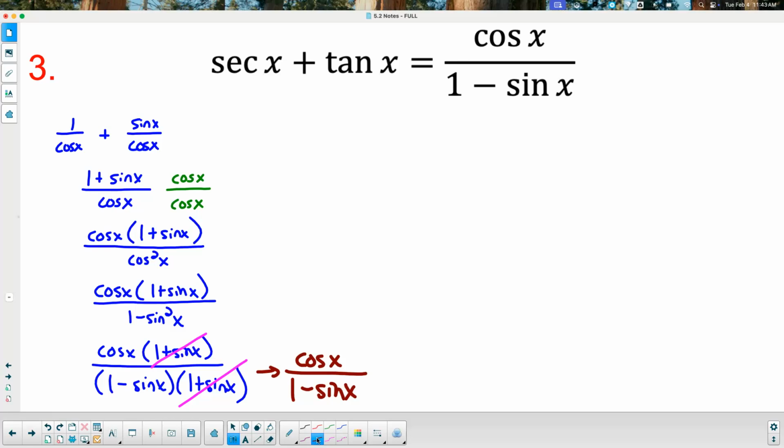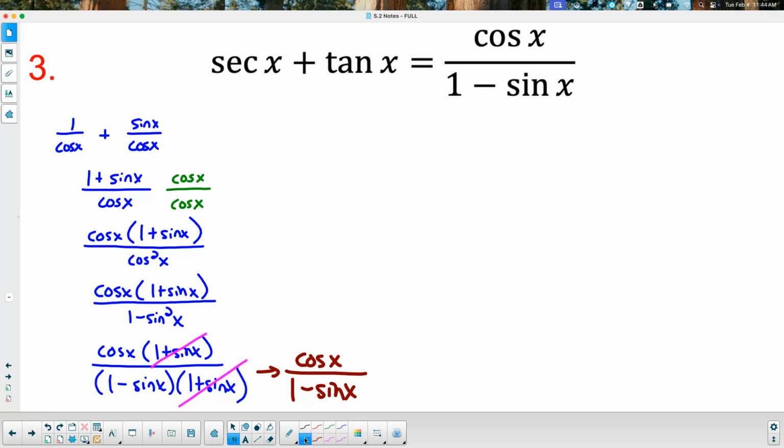Yes? Where did you get the green cosine x over cosine x? What is cosine x over cosine x equal to? 1. It's equal to 1, so I can multiply by that and not change my fraction, right? Where I got it from is we can't use the right side, but that doesn't mean I can't look at the right side. And the right side had a cosine on the top. So I'm like, somehow I've got to introduce cosine into my numerator. Only way I can do it is if I multiply by 1.